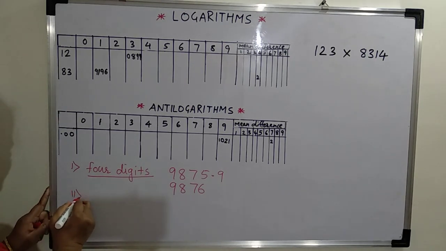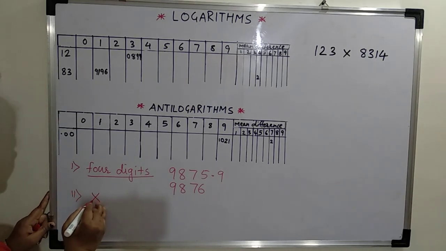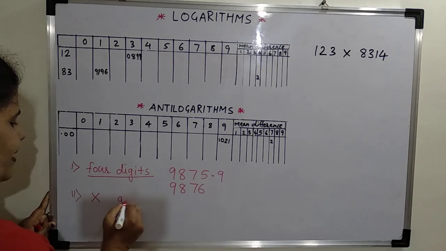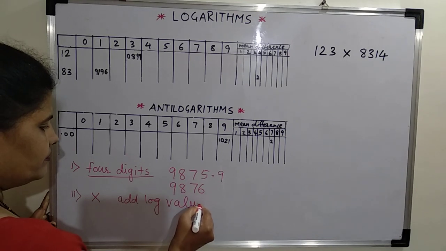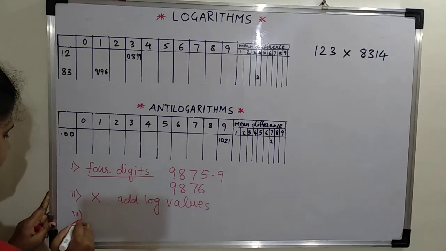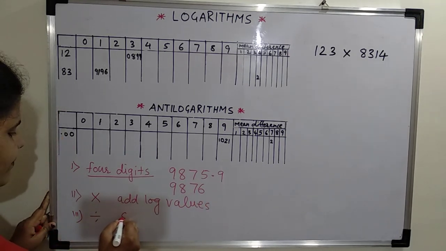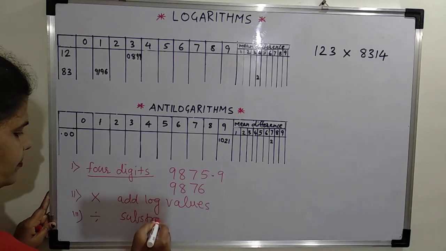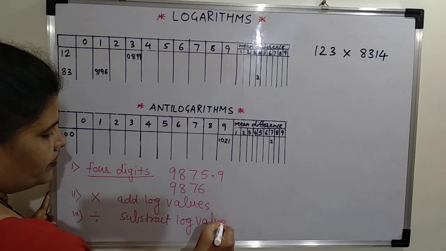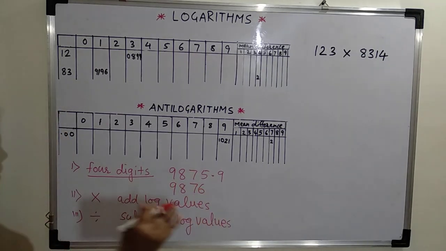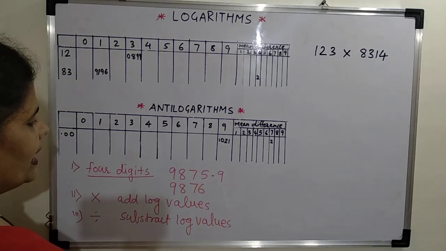The second thing is, if there is multiplication, then we add up the log values. And the third is, if there is division, then we subtract the log values. So you have to take care of those things while going for the log calculations.